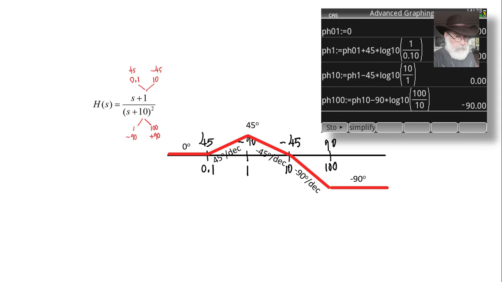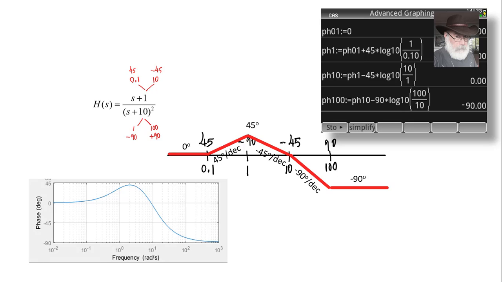Let's compare that with the exact plot, this one. Superimposing the approximate on the exact plot of the phase, this is what we get. Not too bad.